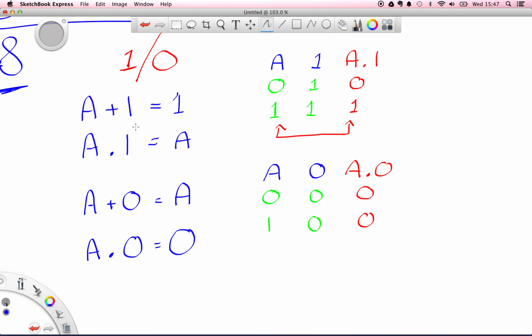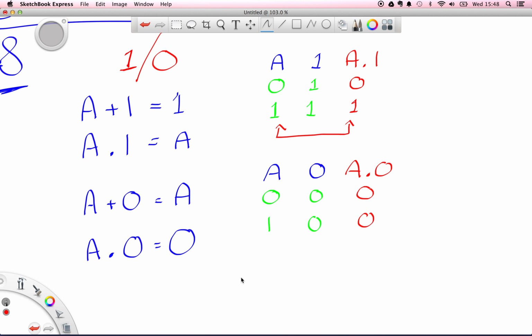If you've got in your expression something that includes a 1 or a 0, you need to apply these four identities. So anytime you see any expression that says something or 1, something and 1, something or 0, something and 0, you need to use these identities. So as an example, you might get something like this: A and B or 0. Here, if you or anything with 0, we look at this one, A or 0 gives me A, so B or 0 gives me B. And there would be a simplification.